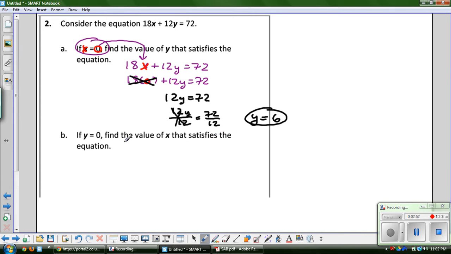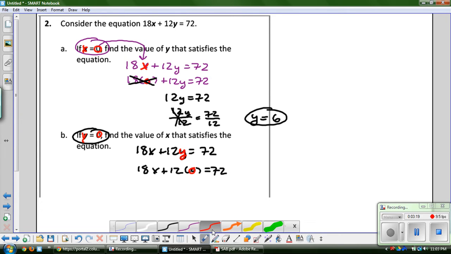Same equation. Let's deal with 18x plus 12y equals 72. Now we're saying, well, what happens if y equals 0? Straight substitution, guys. So 18x plus 12, instead of that y, we'll put a 0, is equal to 72. Now we have to solve for the x. Again, just to reiterate, now I know y is equal to 0. Instead of this y, bam, putting in a 0. Now simplify, now let's solve. This 12 times 0, that's essentially gone. I have 18x is equal to 72.